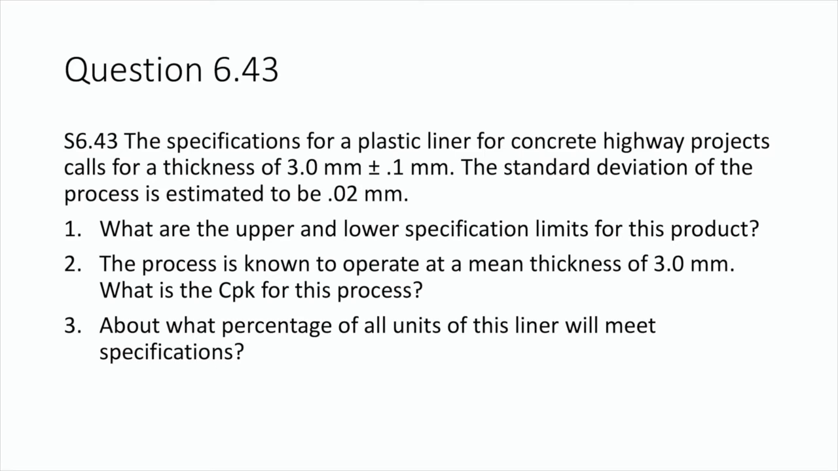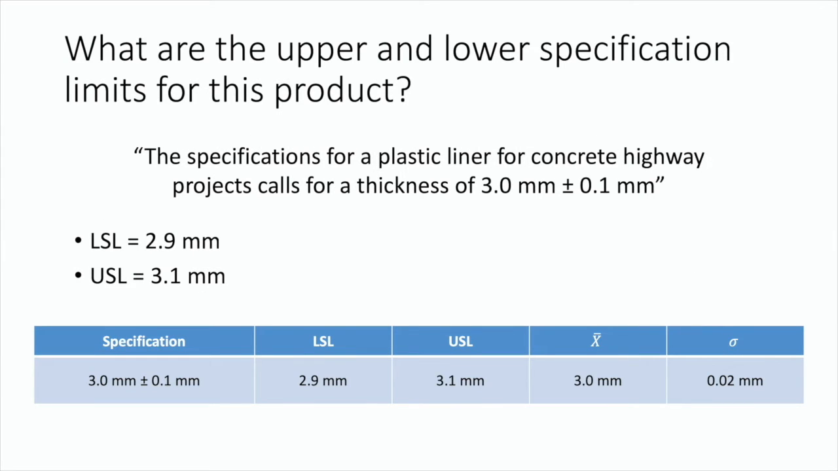Number two, the process is known to operate at a mean thickness of 3.0 millimeters. What is the CPK for this process? And the third question is, about what percentage of all units of this liner will meet specifications? So let's take a look at the first question.